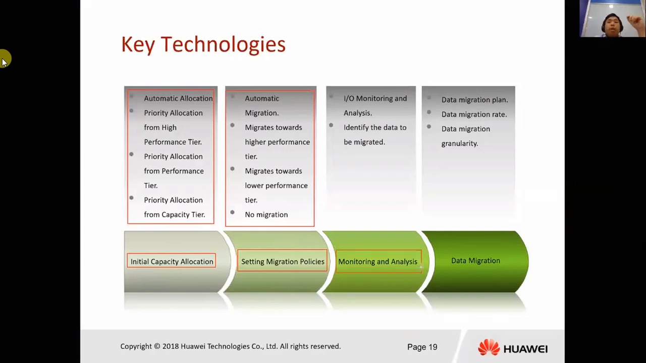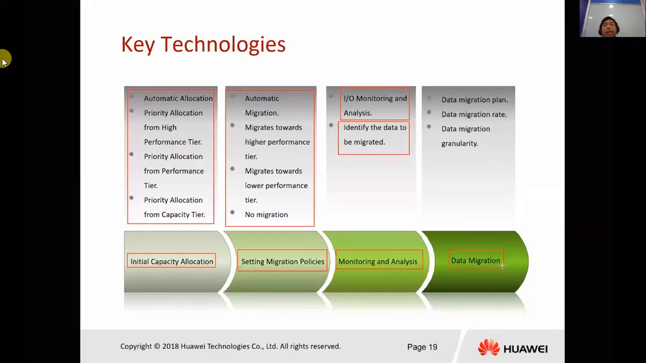The third key technology will be monitoring and analysis. This is basically to activate the monitoring itself, so it can record which data you access more frequently, and which data you don't access at all. So you need to activate this I/O monitoring to analyze the data, to identify the data to be migrated. Basically, it will generate a report to tell the storage which data is hot, warm, and cold. Then the smart tier will migrate the data accordingly, based on the analysis. Right? So you need to activate these monitoring services.